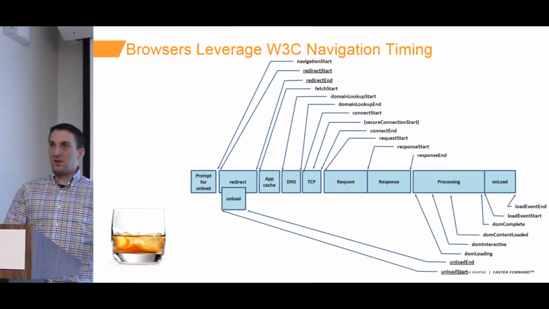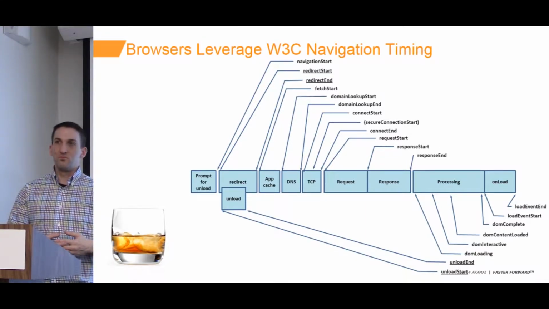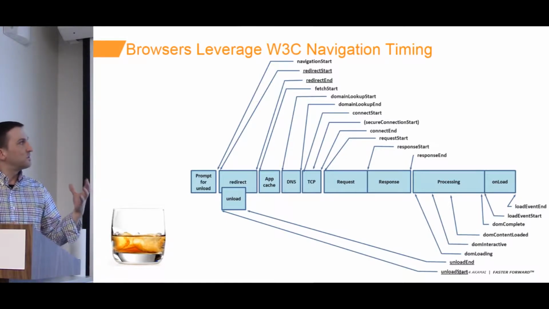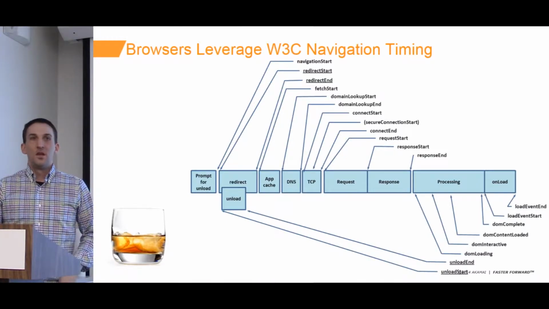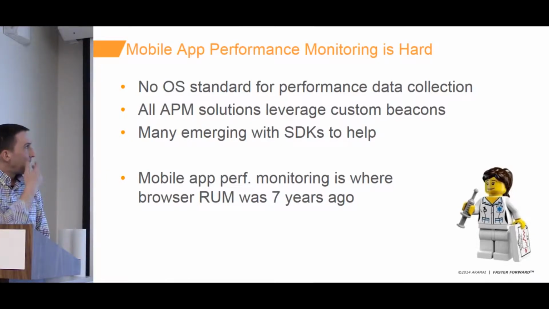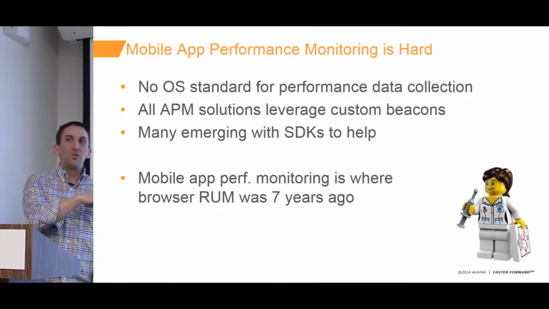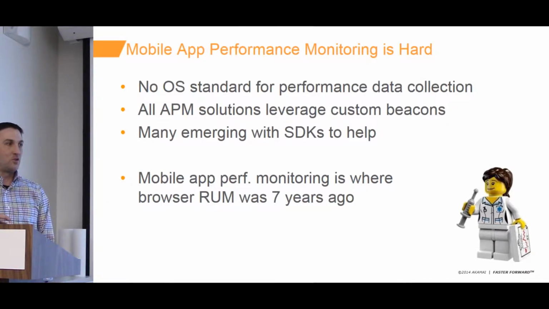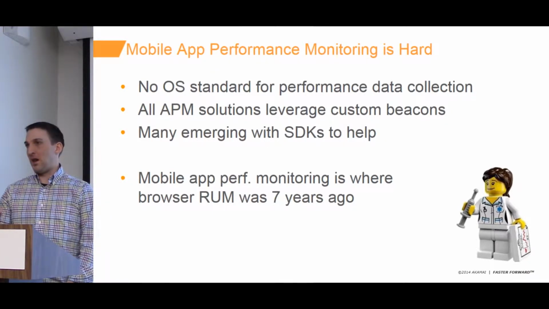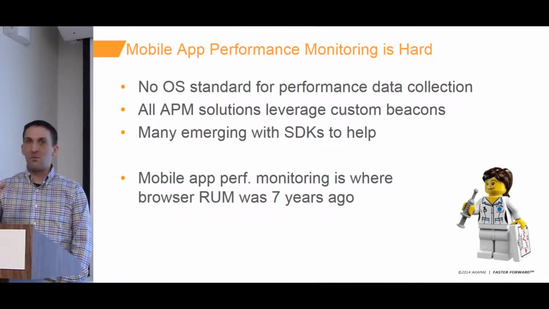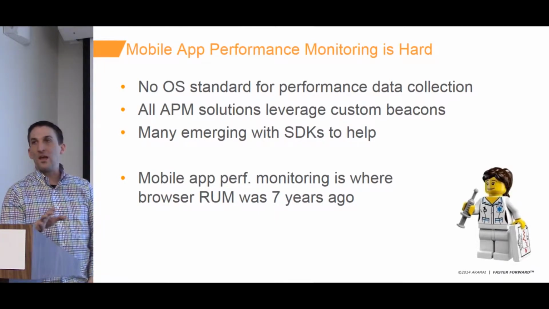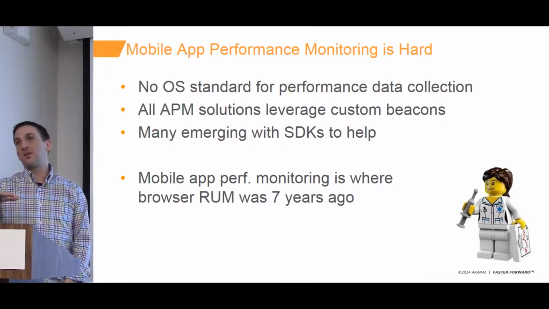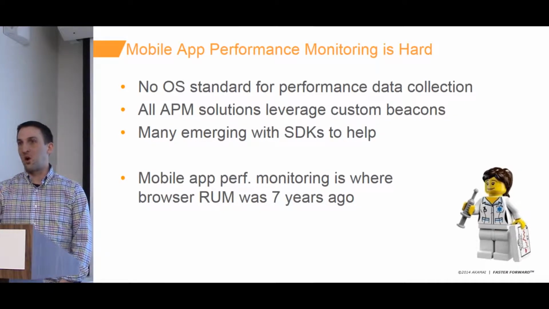In the native app space, no such standard exists today. It's an unfortunate situation. Now, most APMs out there, application performance monitoring solutions, do have a stab at it. Most of them have come out with SDKs that allow you to embed inside your app to try to track performance.